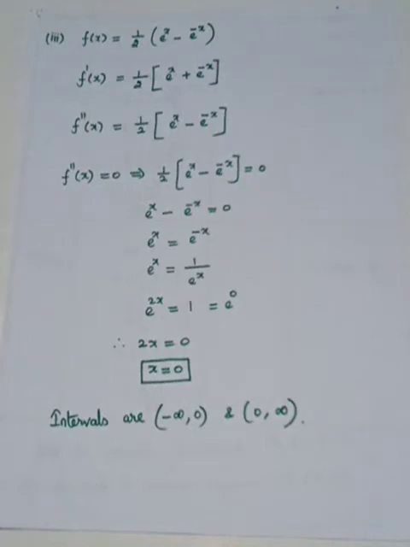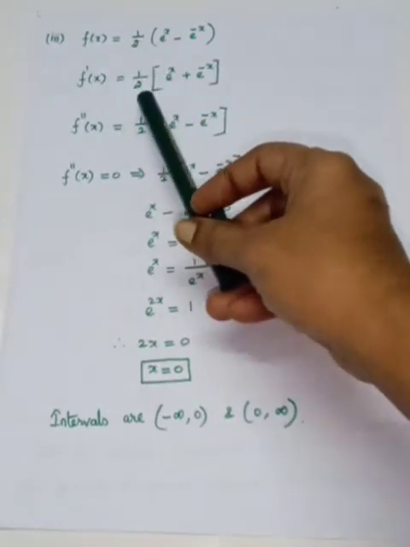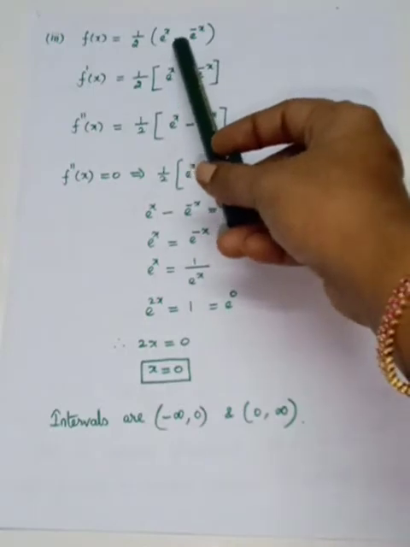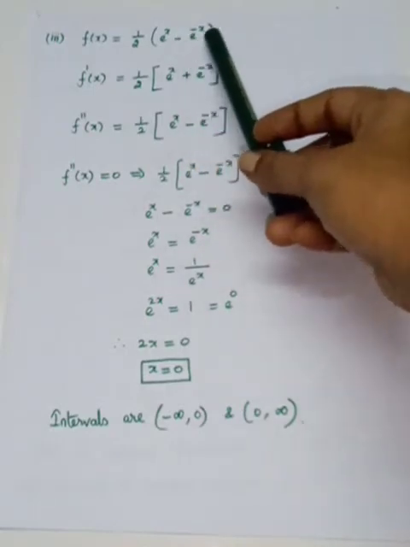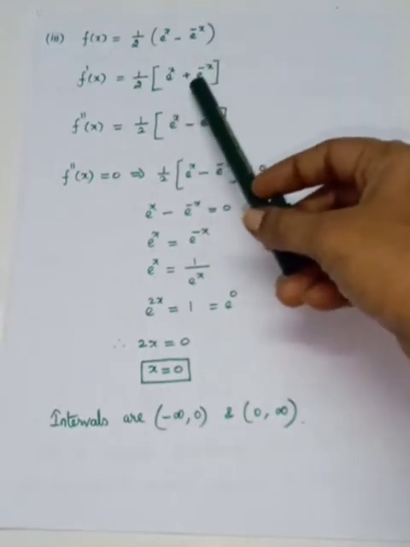And coming to the third subdivision, f of x is equal to half into e power x minus e power minus x. So you have to check the concavity and the point of inflection. So go for the first derivative. Half into e power x, if you differentiate, it is e power x. In between you are having minus. e power minus x, if you differentiate, it is e power minus x into minus. So it will become plus e power minus x.